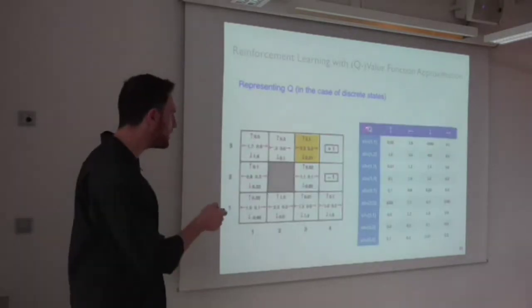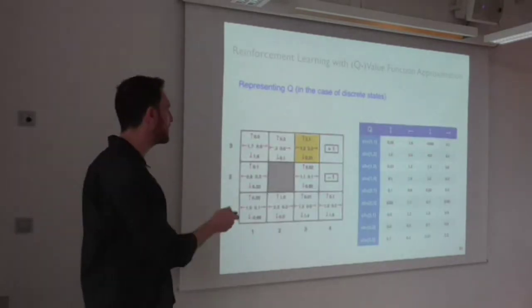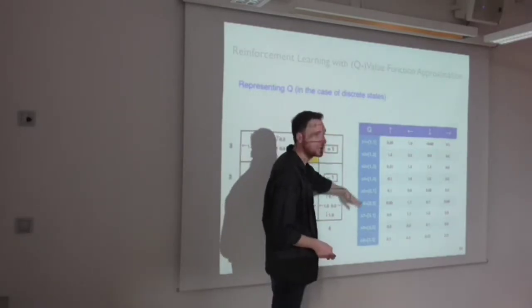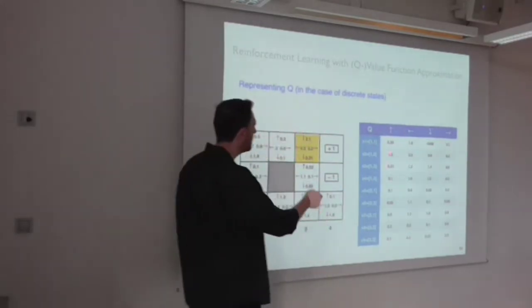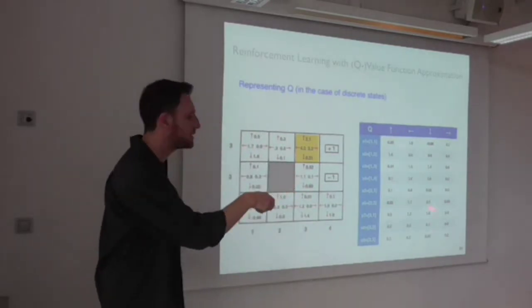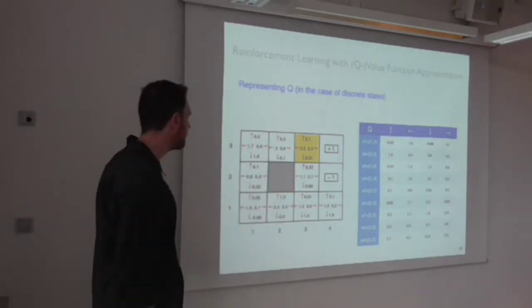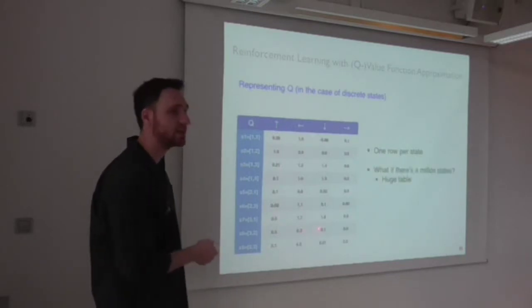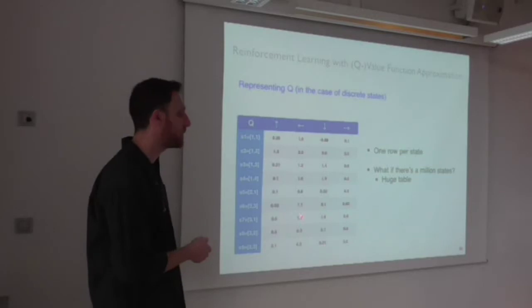In memory, you actually get something like this. For each one of the possible states, which are discrete and finite, you have a row, and you have 4 columns, and this is what we store. It's a matrix, right? But what happens if there's a million states? This maze was really small. It had just 12 states.